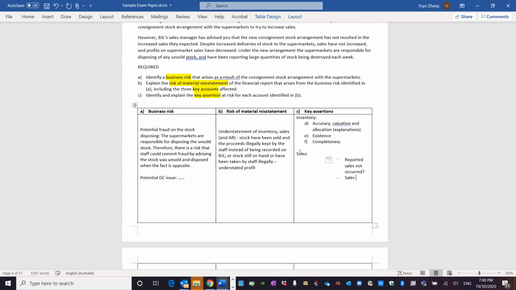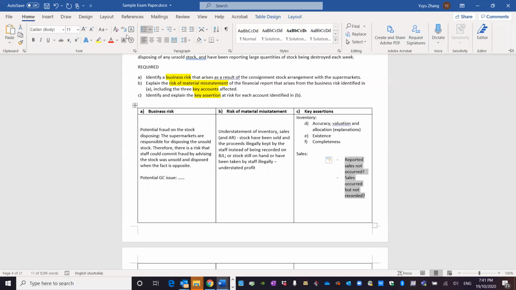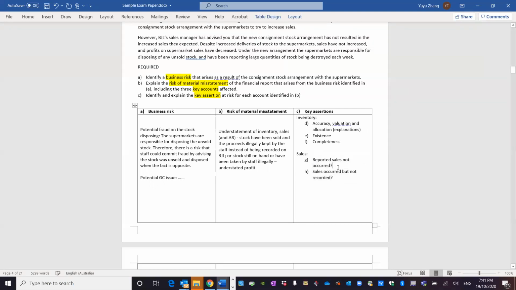Or sales occurred but not recorded. Which one is more relevant? The second one. Okay. So here, actually, the second one is more reasonable, right? Because in this case, I think for each of the possible situations it is very likely. So there is a sale, but not reported back to you. So what is the assertion? If there is a sale occurred but not recorded, what is the assertion? Completeness. So that should be completeness.